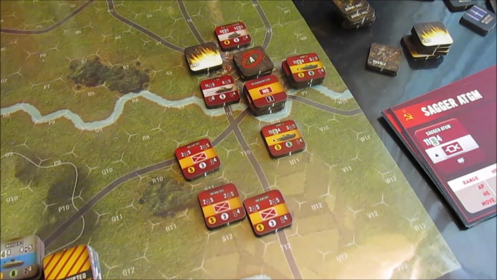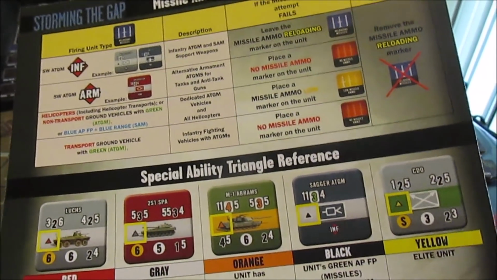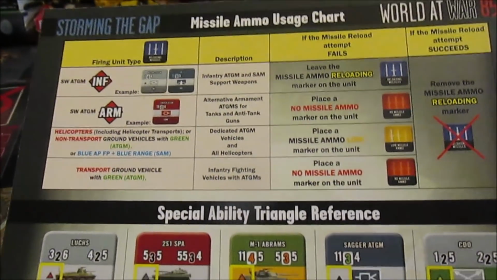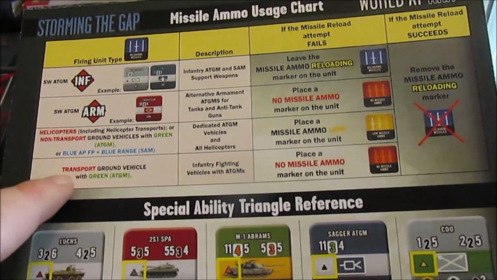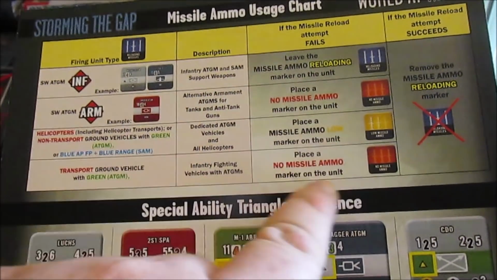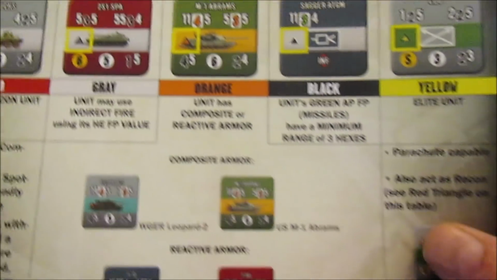Also, one thing I did want to point out, more charts, because we love charts. We love play aids and charts. So anyways, we've got our really cool missile ammo usage chart, which we actually did use last time, so you can find out what type of missile platform you're using and if your reload fails and all that other good stuff. And you got your special ability triangle references right here, which is really cool.